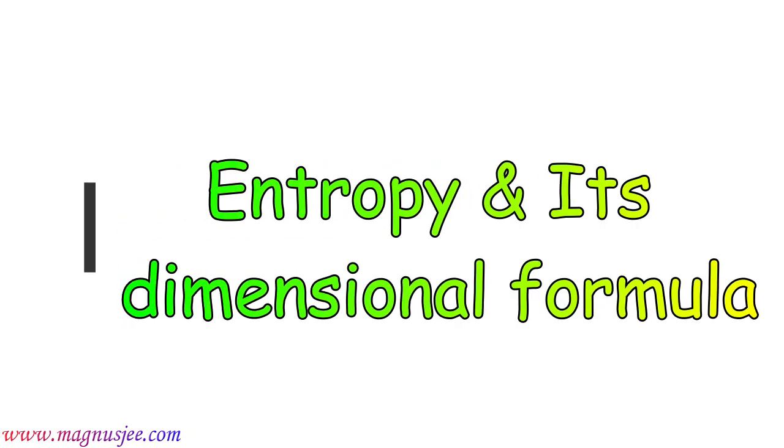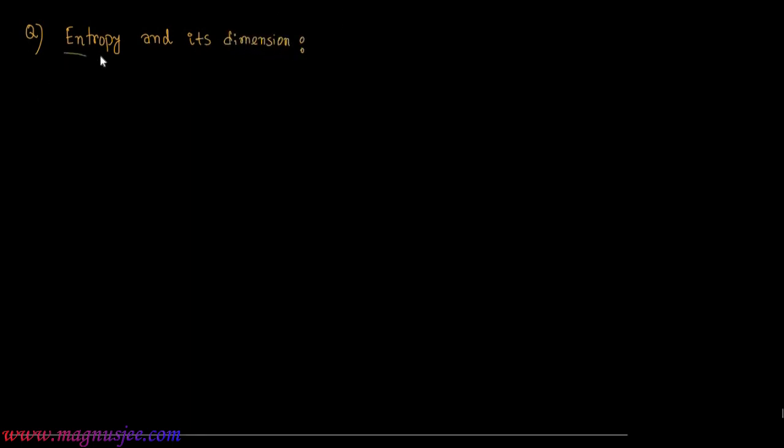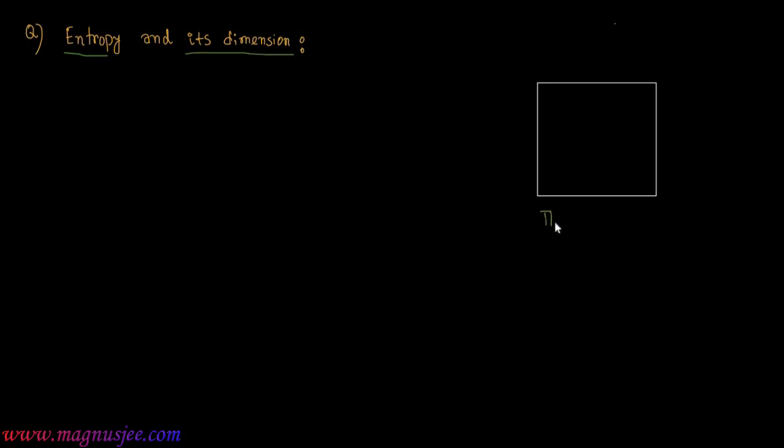Entropy and its dimensional formula. Entropy of a thermodynamical system and its dimensional formula, that is, entropy and its dimension. This is a thermodynamical system which consists of an ideal gas.